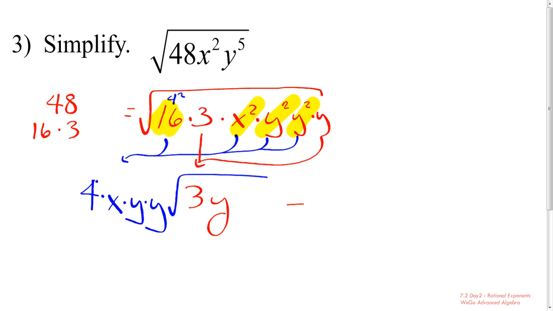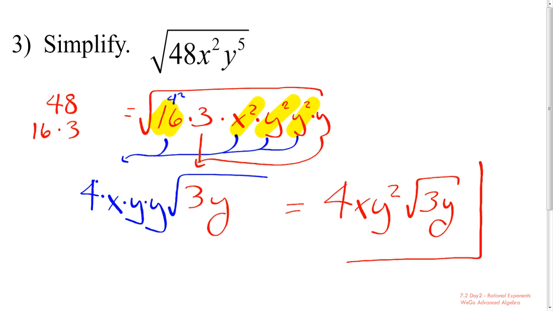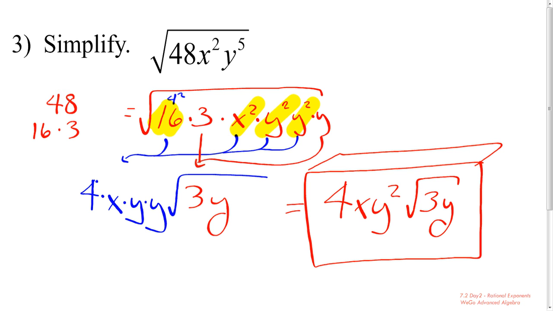So my final answer here, 4x y squared square root of 3y. Put it in a box, and you're ready to rock.